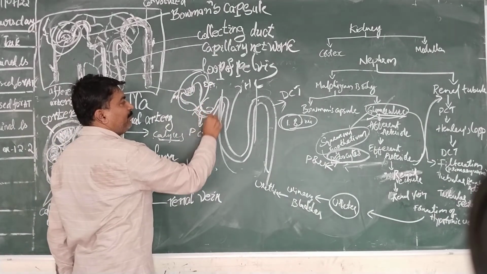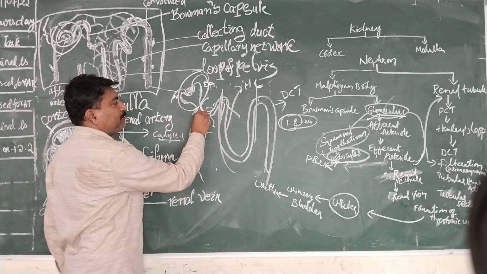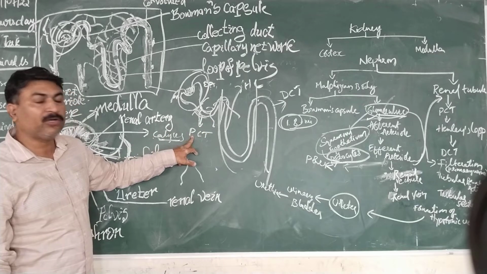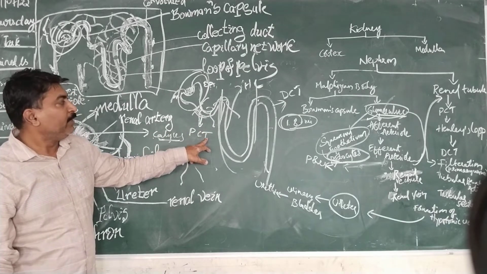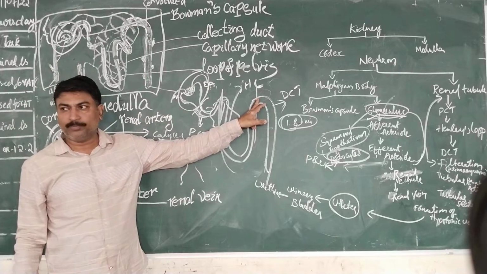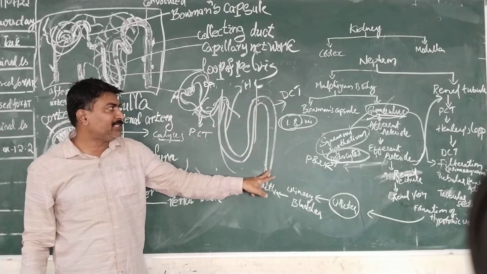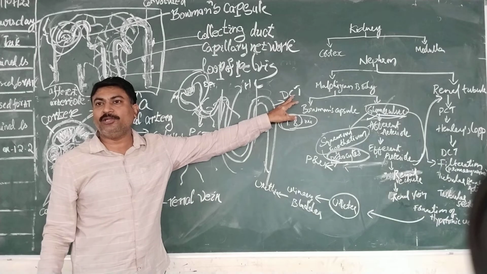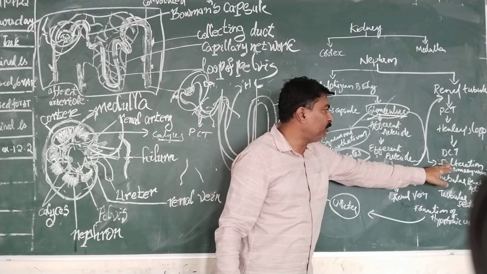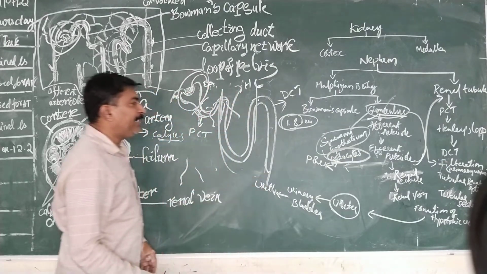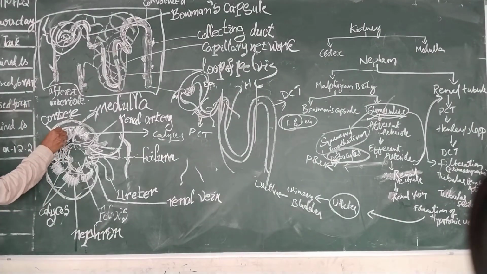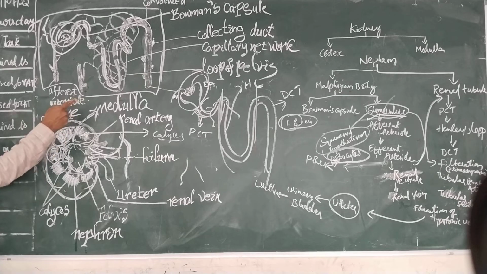This efferent arteriole will be laying over this one, whereas it will be continued as the renal tubule. The starting portion of the renal tubule is the proximal convoluted tubule. Next it will be continued as the loop of Henle. And from the loop of Henle, the last portion will be the distal convoluted tubule. Now let us see. This is the single nephron which is present here. A single nephron I have explained to you.